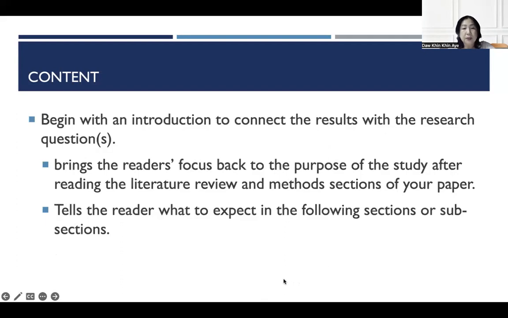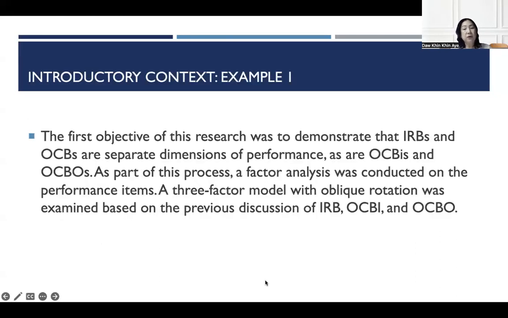Now, begin with an introduction. Let me just go through it one by one. Begin with an introduction to connect the result with the research question. Why? We need to bring the reader's focus back to the purpose of the study after reading the literature review and method section of your paper, your dissertation, or your thesis. Tell the reader what to expect in the following section or subsection. That means you include the outline of your study, the outline of your chapter.